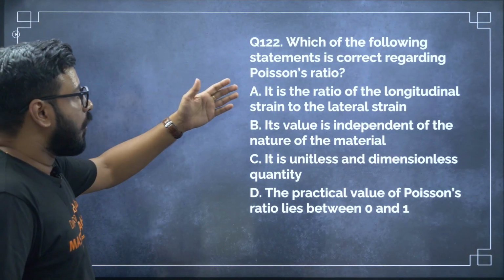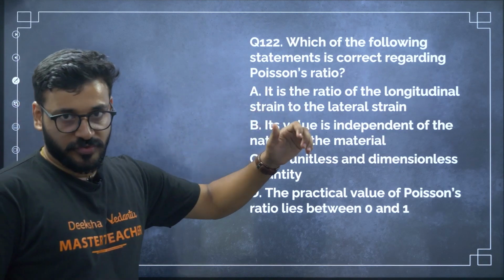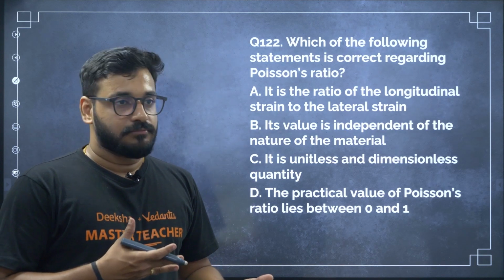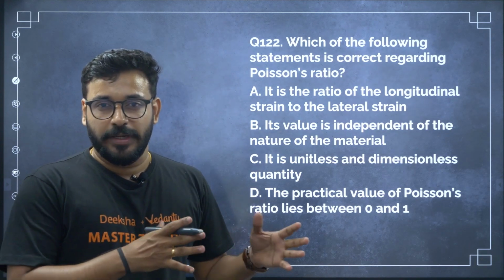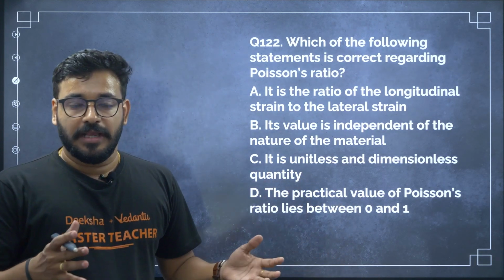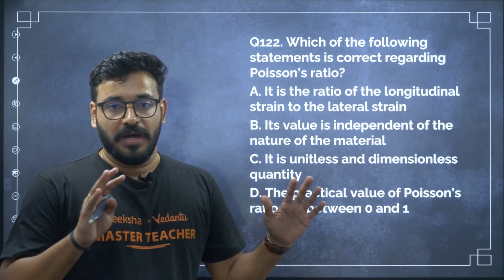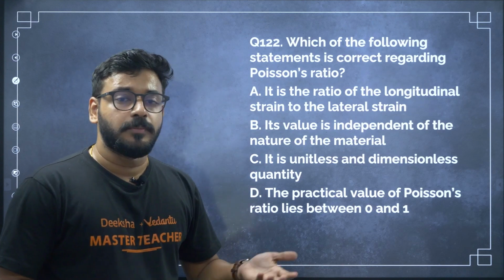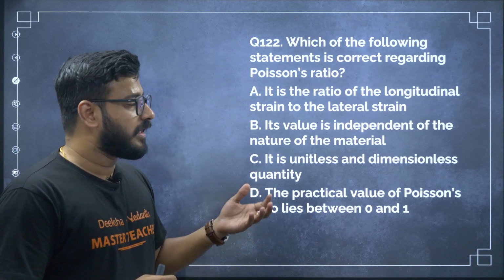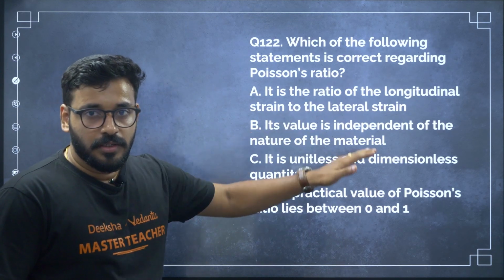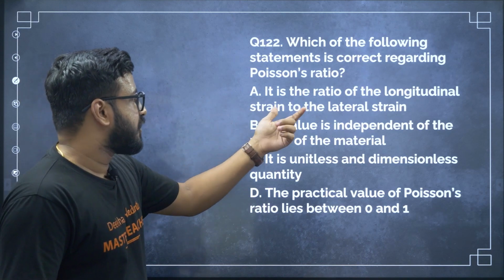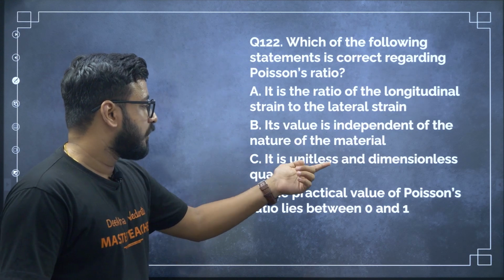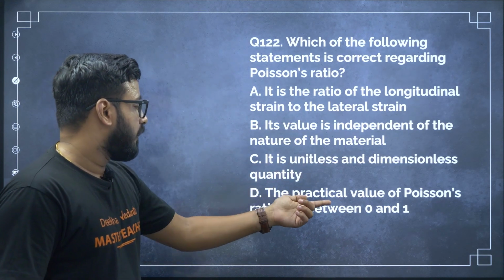The next question is: which of the following statements is correct regarding Poisson's ratio? I would like to bring in some clarity. Poisson's ratio is actually not in the KCET 2024 syllabus because it has been taken off. The KCET 2024 syllabus is on par with the PUC syllabus. Since the question has come and it's a little general, looking at the options: it's the ratio of longitudinal strain to lateral strain, its value is independent of the nature of the material, it's a unitless dimensionless quantity.